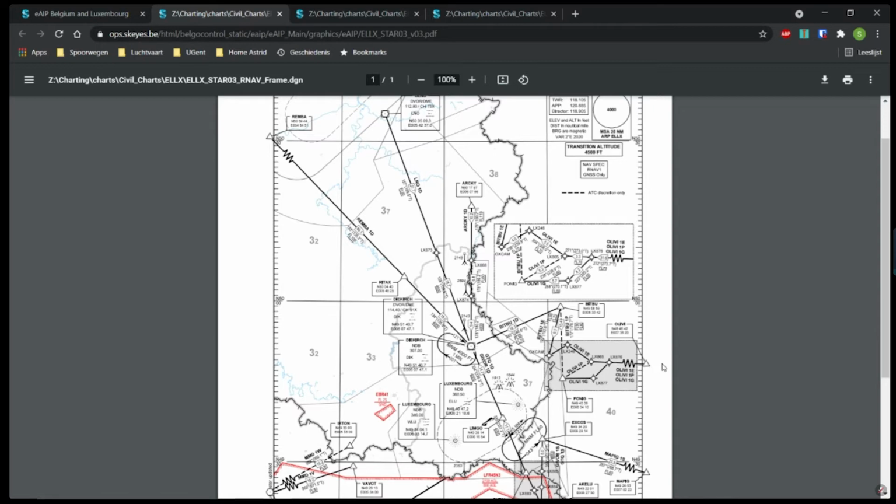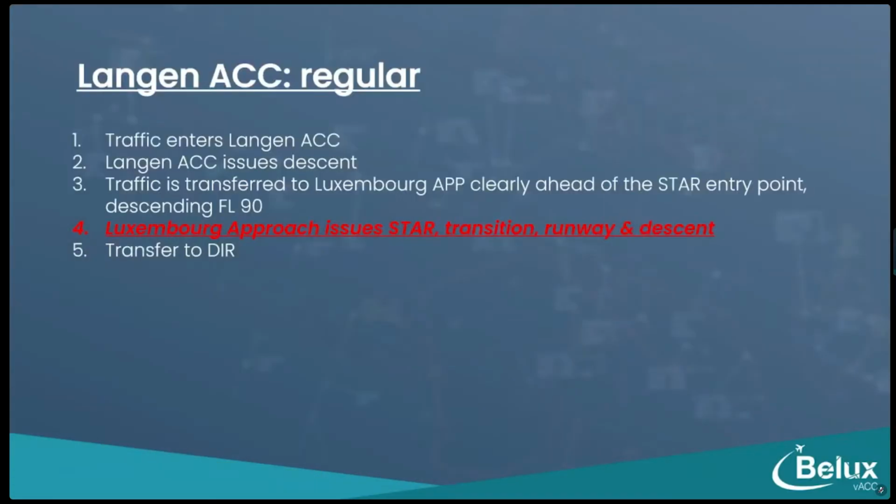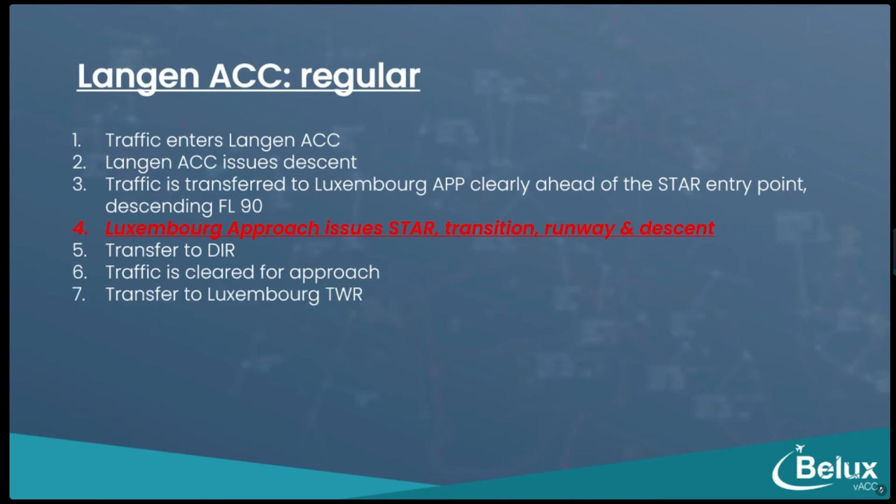Like for Olivier, it's very deep into Langen airspace. So if you're coordinating, you'll probably coordinate about Olivier. But if Langen Radar were to send you the traffic early and clearly ahead of Olivier, you would also have to give the star clearance. Same with MAPI as well. Okay, so I'll go back to the presentation. Okay, you give him the star, transition, everything is clear, transfer to the director. Director clears traffic for approach, and then transfer to tower, and so on.